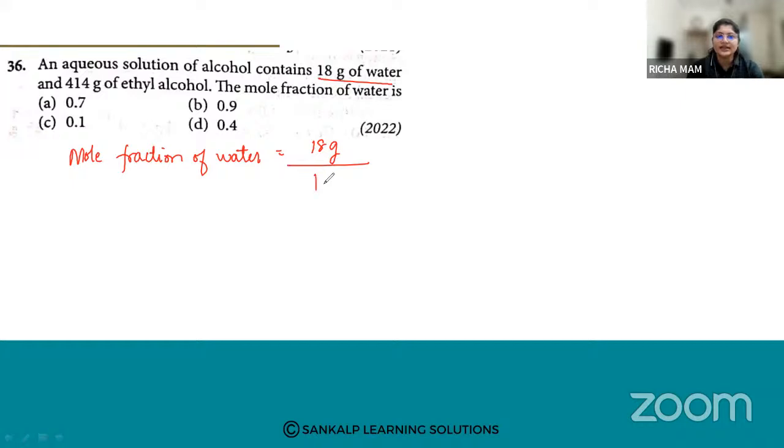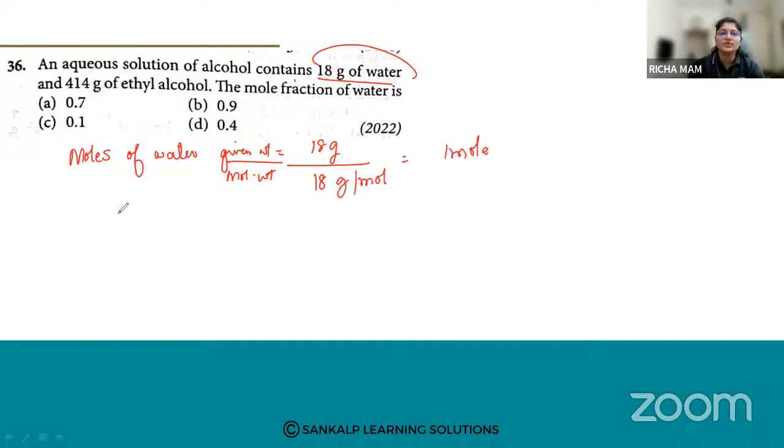So first let us find the moles. First we are going to find the moles of water. Moles of water is calculated as given weight upon molecular weight. So given weight is how much? 18 grams, and molecular weight is also 18 gram per mole. So it is 1 mole.